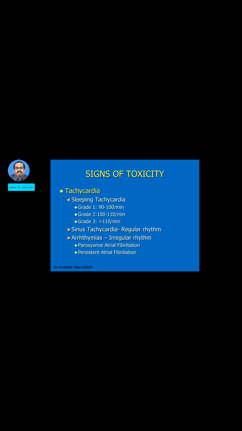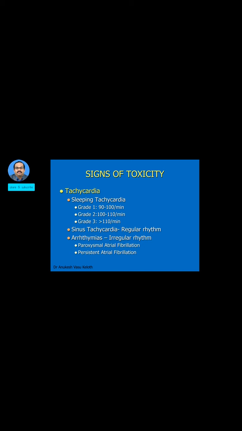Now once you finish local examination, we still have the element of hyperthyroidism. So we have to look for the signs of toxicity. Tachycardia. In thyroid, there is a characteristic type of tachycardia known as sleeping tachycardia. During sleep, if you are toxic, if your heart rate goes above 90 and is between 90 to 100, it's called grade 1. This is different from the regular tachycardia, where a heart rate above 100 is considered as tachycardia. In sleeping tachycardia, a heart rate above 90 is considered as grade 1, above 100 is considered as grade 2, and above 110 is grade 3.